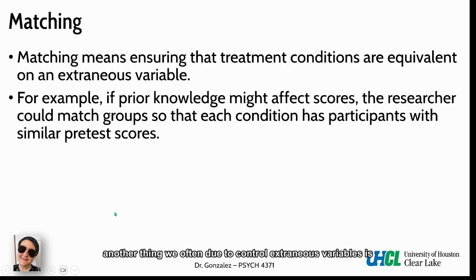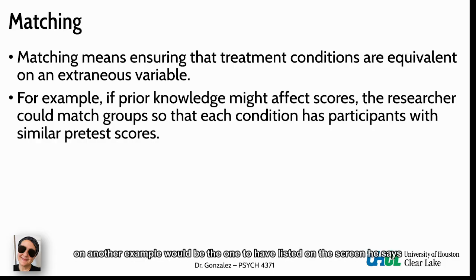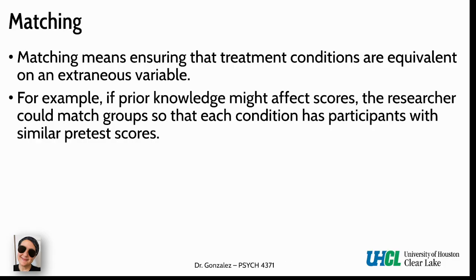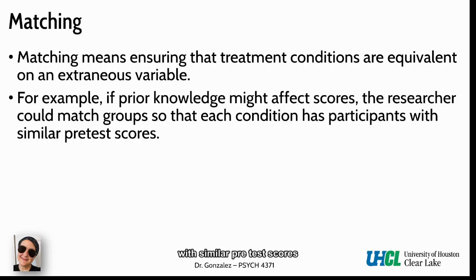Another thing we often do to control extraneous variables is matching. And matching means that the treatment conditions are equivalent on an extraneous variable. This would be an example of the time of day. Another example would be the one I have listed on the screen here. It says, if prior knowledge might affect scores, the researcher could match groups so that each condition has participants with similar pretest scores. Now, what that means is I give them a pretest and I place them into random groups based on those pretest scores.